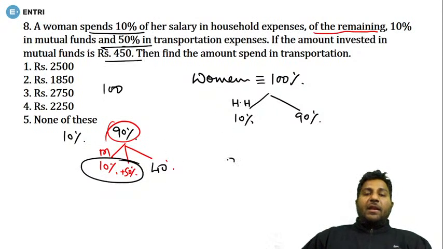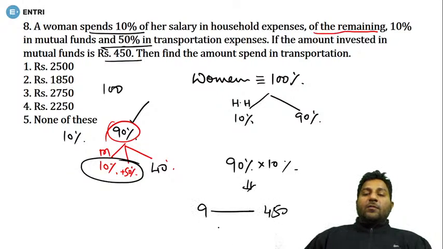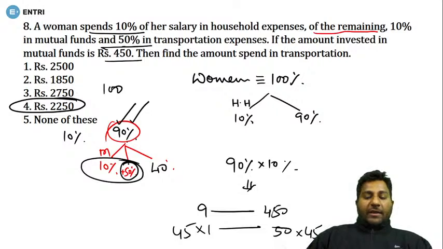So let's find out. 10% of 90, because we have been left with 90. 10% of 90 is 9, and 9 ratio equals 450, which means 1 ratio equals 50. Now 50% of 90 would be 45, so let's multiply by 45, that means 2250 is the correct answer. Got it?